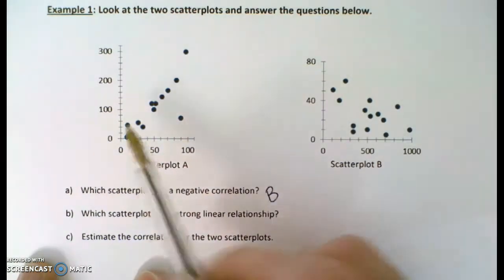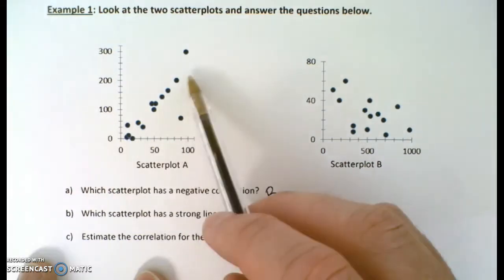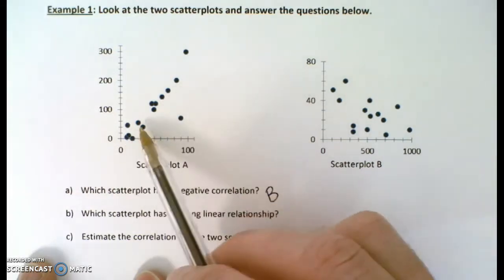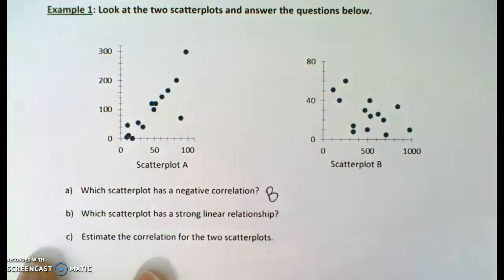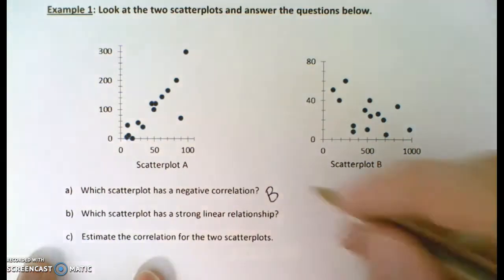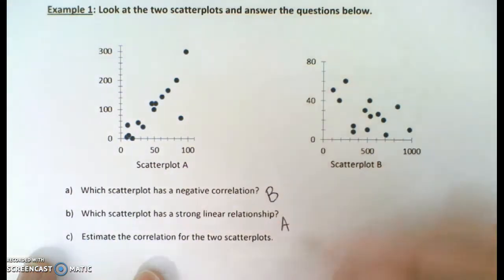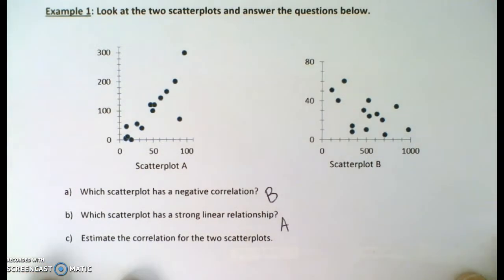In this case, I think it's going to be A, because you can see the points are a little bit closer together. There's more of a line that's visible that you could draw through this, versus B, which has the data more spread out. So A has a stronger linear relationship because the points are closer together. So what do we think the correlation would be for each of these?